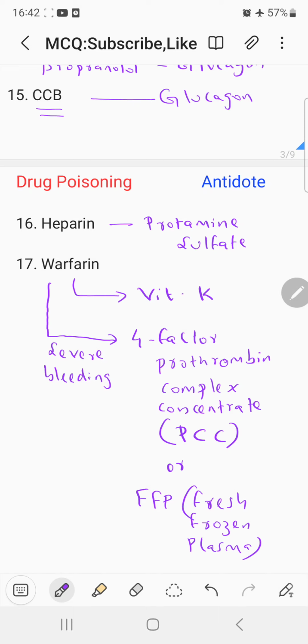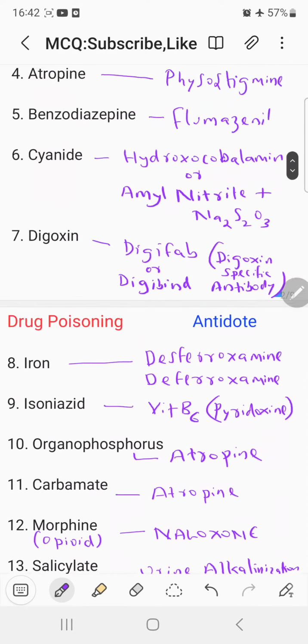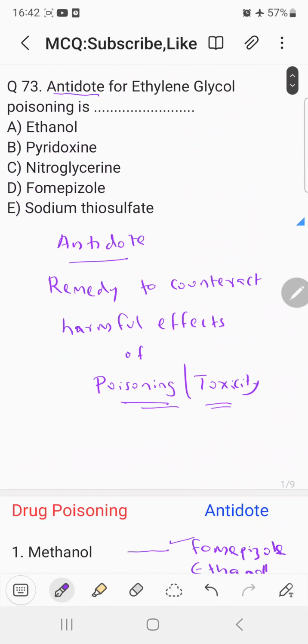So if the question is what is the antidote for warfarin poisoning with severe bleeding, look for either PCC or FFP, that is prothrombin complex concentrate or fresh frozen plasma, in addition to vitamin K. So the answer to today's question, ethylene glycol poisoning, the antidote is fomepizole. Answer is D choice. Thank you.